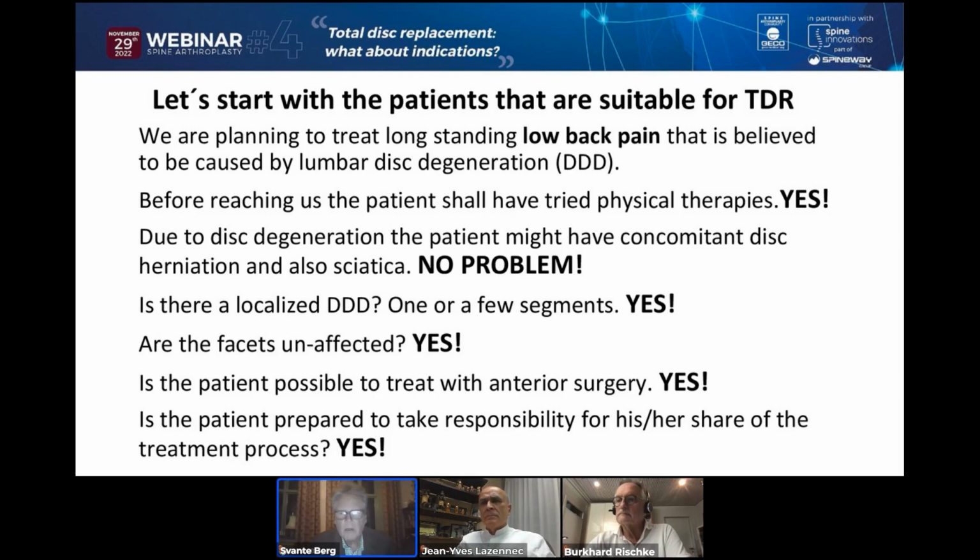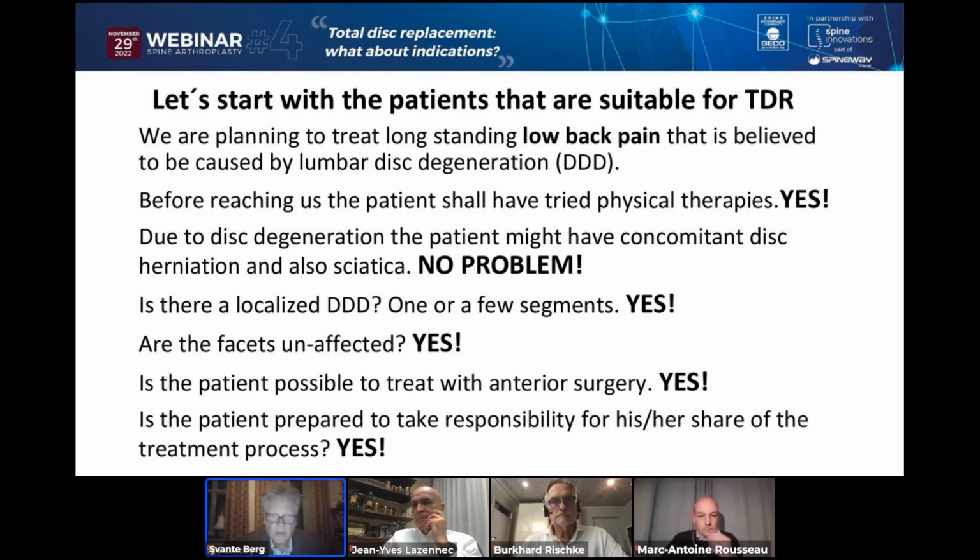If the patient has a concomitant disc herniation at the segment, it's not the reason we treat the patient, but it's causing problems. Even if low back pain is the main problem, that doesn't present a problem. We deal with both problems at the surgery. We have to think: is this a localized degenerative disc disease in one or a few segments? And if the answer is yes, the patient is a candidate for this. We have to see in what shape the facet joints are. If they are severely arthrotic, they shouldn't be treated with a mechanical disc. If they are just slightly arthrotic, we could consider a viscoelastic disc. We have to consider if anterior surgery through the abdomen is possible, and then it's a go.